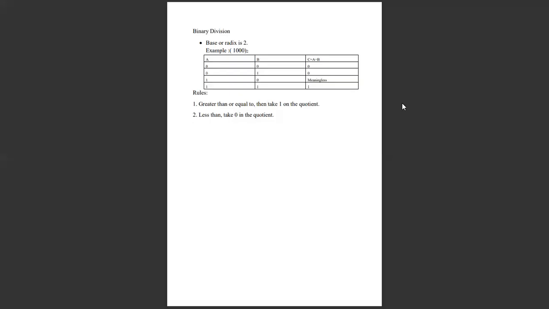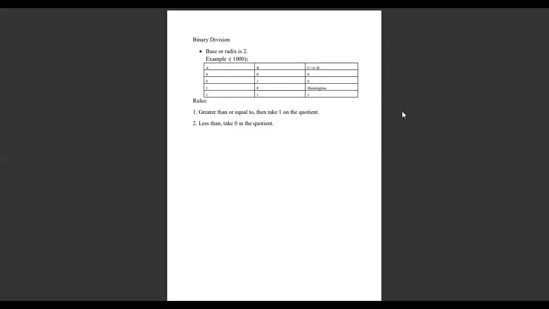Today we are going to discuss binary division. The division is somewhat different, and it is similar compared to the usual division, decimal division or the integer division.